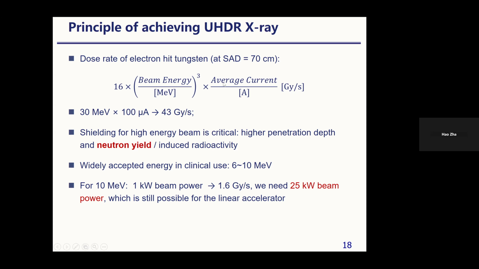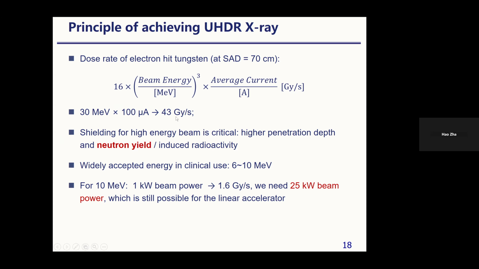For example, we can bring the beam energy up to 13 MeV, while the conventional machine is 6 MeV. If we can raise it to 13 MeV, that means we enhance the energy by a factor of about 5, and the cubic of 5 is 100. So we can easily increase the dose rate to 14 gray per second.